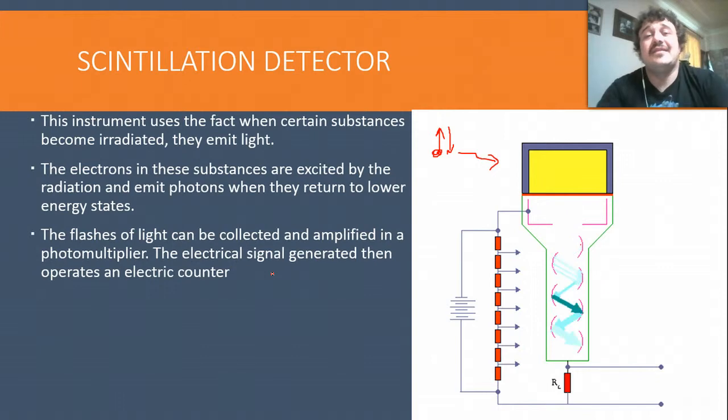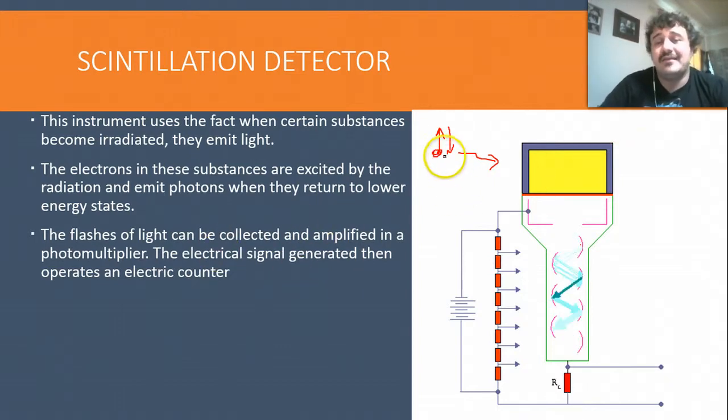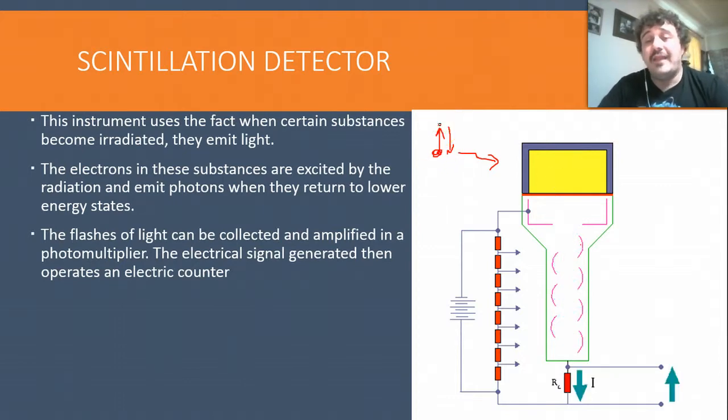Alright, so then you've got the scintillation detector, which I quite like. We don't have one of these at school, unfortunately. Basically, certain things, when they become irradiated, emit light, and that's because as an electron gains energy, it moves up an energy level, and then as it moves down the energy level, it releases a photon. Remember, we've talked about this. This is how we get your flame tests. That kind of a deal.